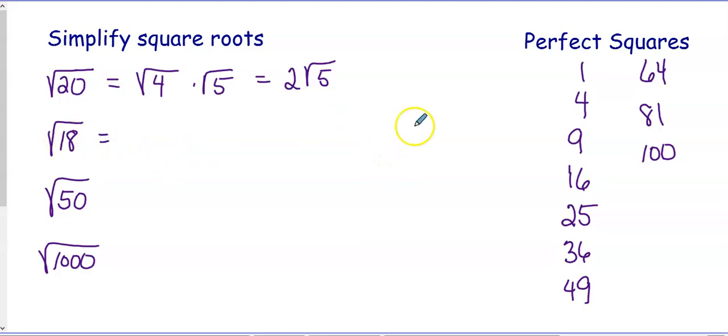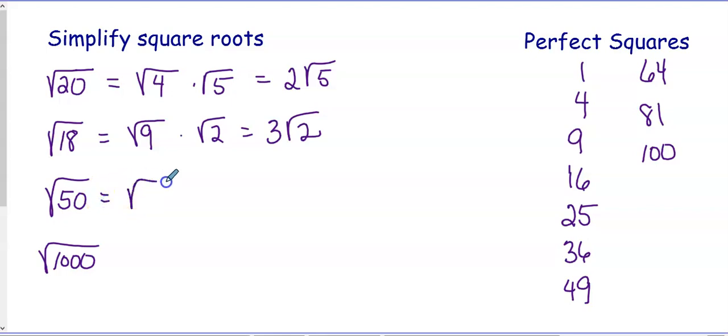Square root of 18. Well, 9 is a factor of 18, so we could rewrite this as square root of 9 times square root of 2, which would be 3 root 2, because we take the square root of 9, and that is 3. So we can pull that out from under the radical. Square root of 50, 25 is a factor. So if we want to continue to break this down, 25 times 2 is 50. Pull out the 5 from here, square root of 25. So that would be 5 root 2. So if you were asked to simplify square root of 50, you would simplify that to 5 root 2.